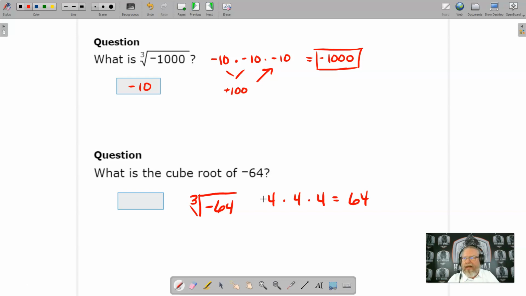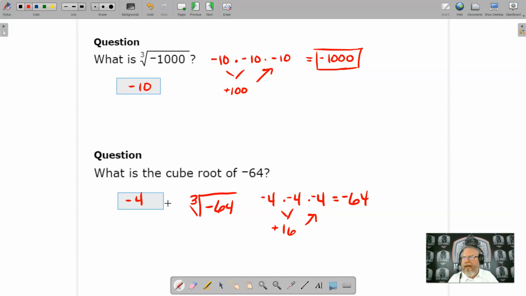However, we need this to be negative. So what if these were all negative 4s? Let's try this out. Negative 4 times negative 4 is a positive 16. Negative times negative is positive. Then we multiply 16 times 4 to get 64. But a positive times a negative equals a negative. So we're now at negative 64, which is our radicand. So negative 4 times negative 4 times negative 4 equals negative 64. Therefore, it was negative 4 that was multiplied times itself 3 times. So we end up with negative 4.